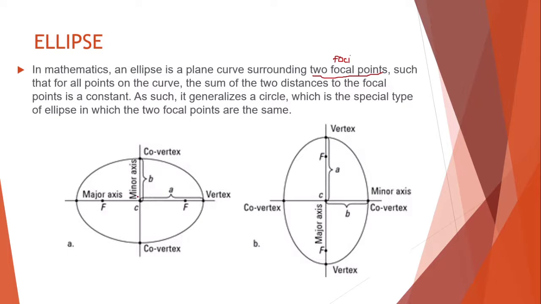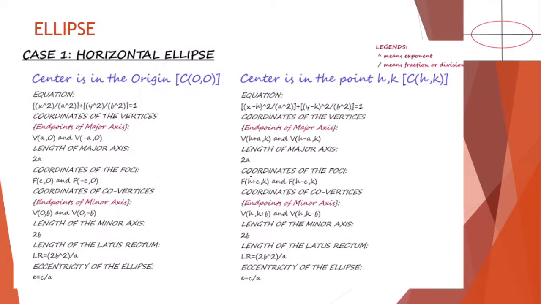If you notice here, we have two cases of the ellipse: the horizontal and the vertical ellipse. In the horizontal ellipse, the major axis is on the x-axis, and here, for the vertical, it is on the y-axis. Now, let us proceed to case 1 for a broader initial learning about this.